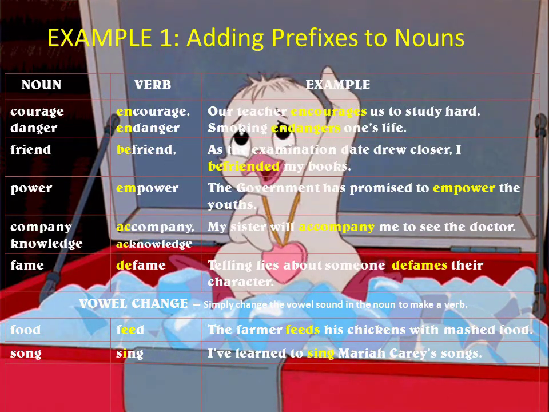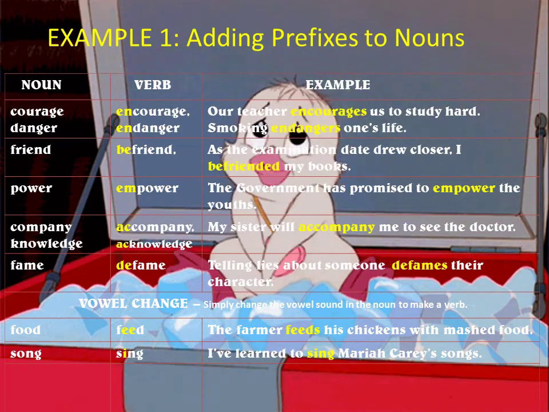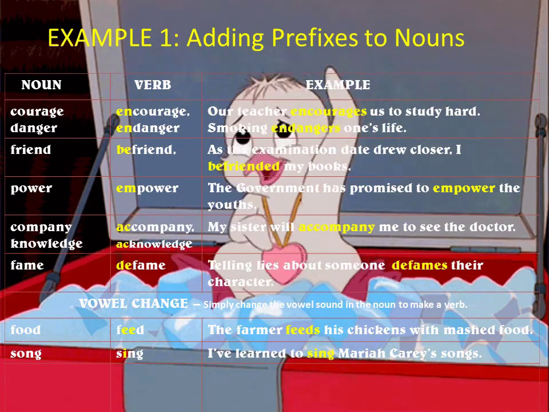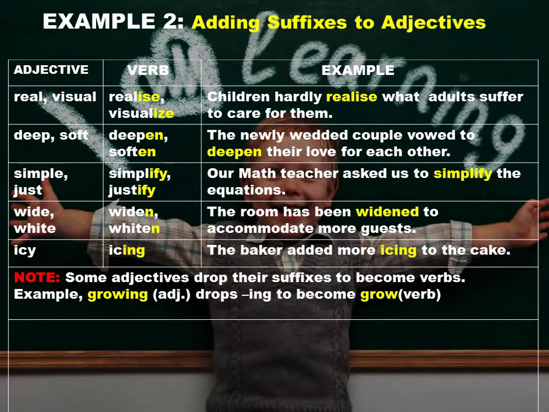Amazing, not so? Alright, let's also see how suffixes help. Now we have adjectives on the first column of the table I have. Then we have verbs on the second column, and we have examples as well. Remember, we are adding suffixes, this time to adjectives, to make them become verbs.